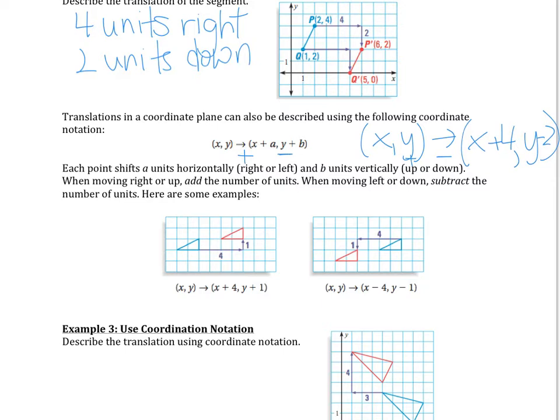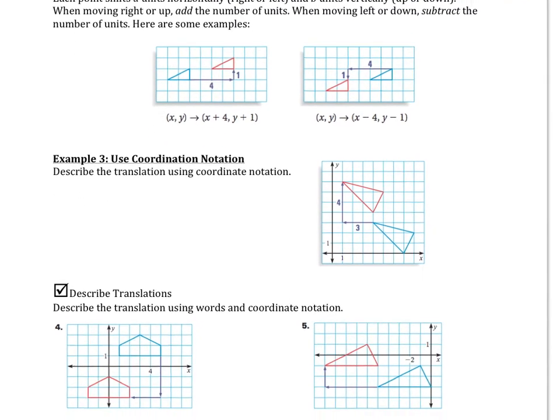So for example, looking at the triangle coordinates on the left, you see that it's moving 4 units to the right, 1 unit up, so x, y is being translated such that x is being added by 4 and y is being added by 1. Looking at the next example to the right, going from blue to red, it's moving 4 units to the left, so it would be subtracting, and 1 unit down would be subtracting 1.